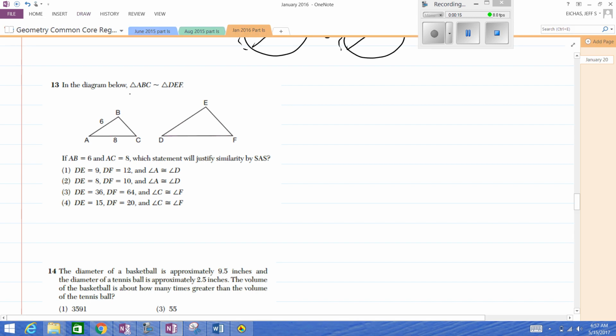Okay, we're looking at similar figures. They're giving us the corresponding angles. They're asking us to justify by side angle side. So if AB is 6 and AC is 8, we're going to need angle A congruent to angle D to get that included angle. These two are out. That won't work. Now, what we're trying to do is test between these two, choices 1 and 2, which one will get us proportional corresponding sides.